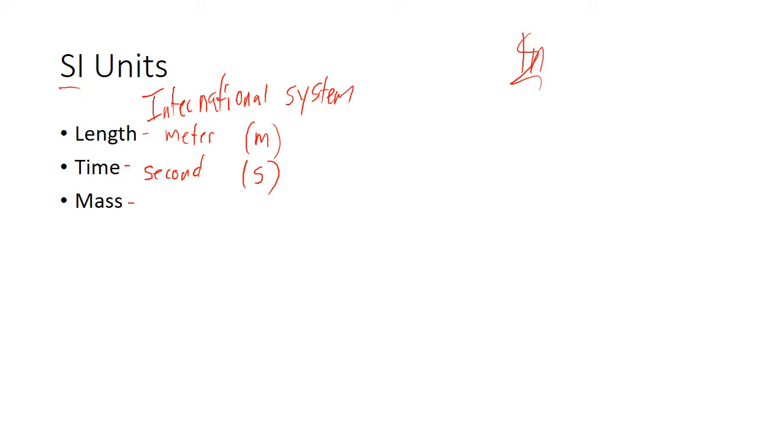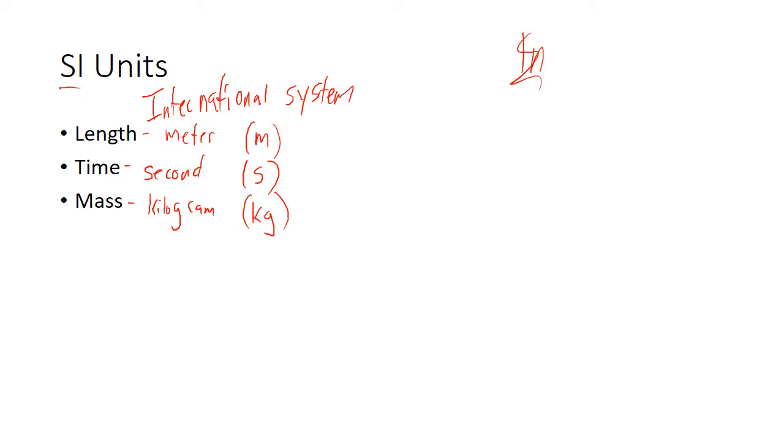Mass, we are going to use the kilogram. I'm sorry, chemistry, but we use the kilogram in physics instead of the gram. Chemistry uses the gram, but we do not. So that is one differentiation here.